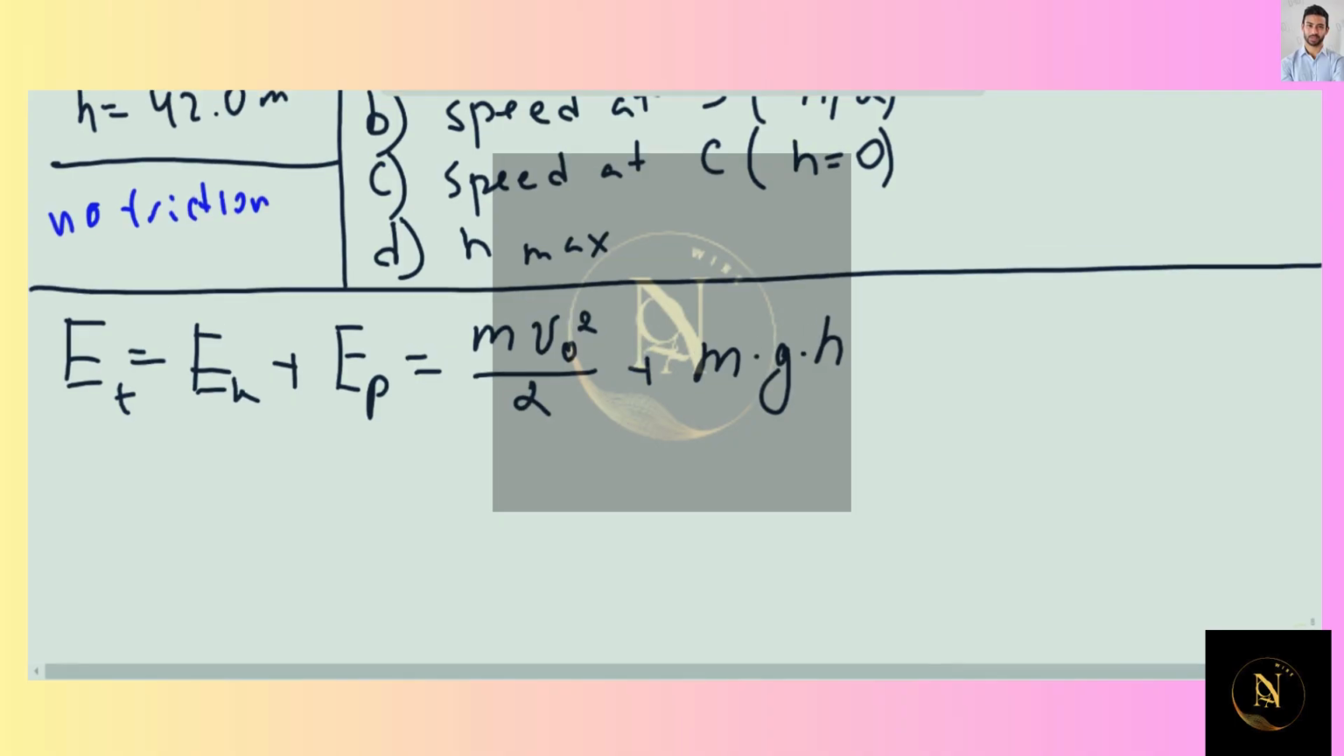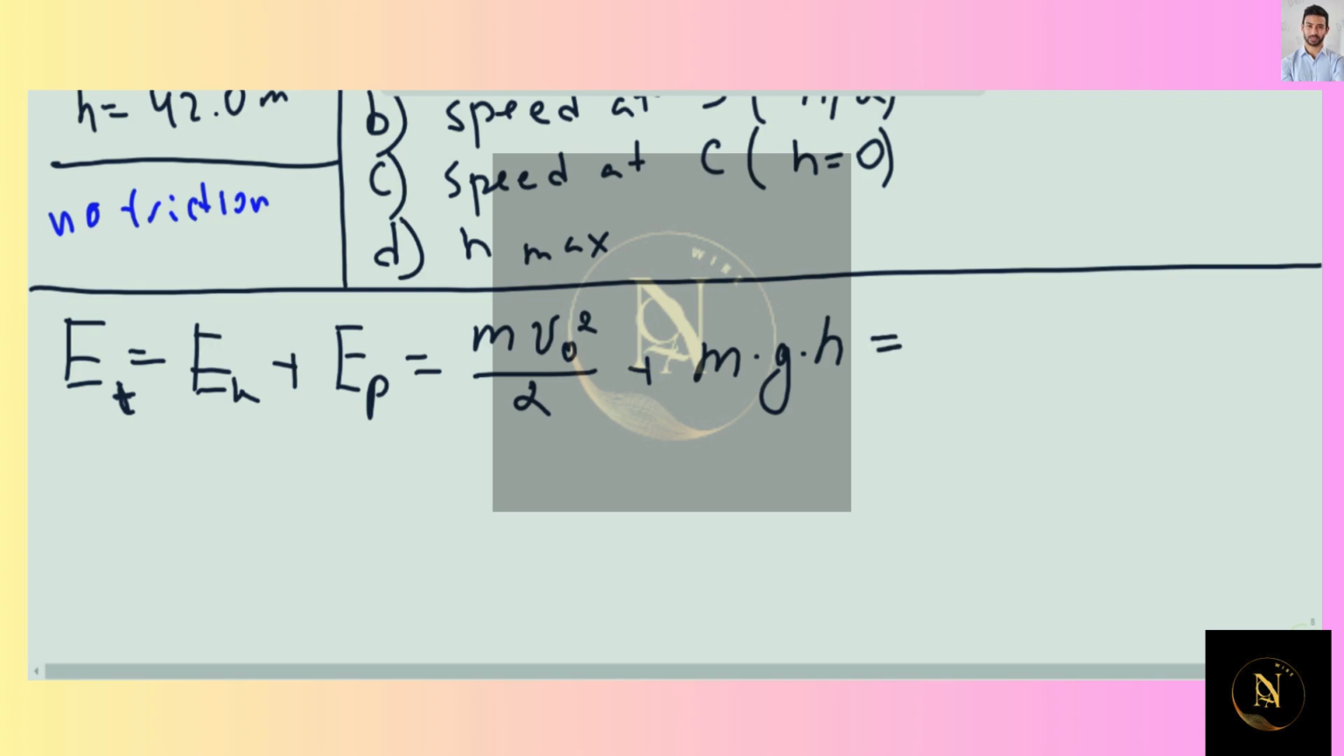Here we have to answer a couple of questions about the roller coaster. So prior to the answer, let's calculate the total mechanical energy of the system, which equals the sum of the kinetic energy and potential energy. In other words, it's the mass of the roller coaster multiplied by velocity squared divided by 2, which is kinetic energy, plus mass multiplied by g multiplied by h, which is the potential energy.